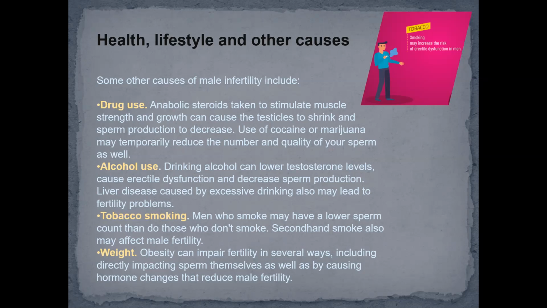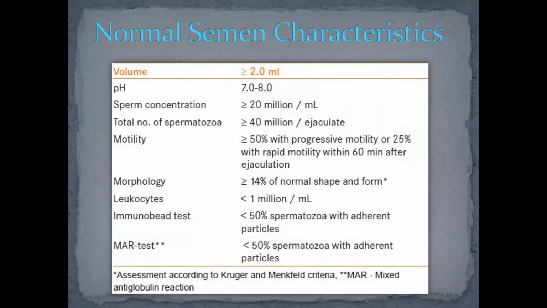And weight. Obesity can impair fertility in several ways, including directly impacting sperm themselves, as well as causing hormone changes that reduce male fertility. It was proved that the incidence of infertility is much higher in obese men. They have problems with sperm quality, and they have problems with erection. They have erectile dysfunction. That is also one of the causes of male infertility.